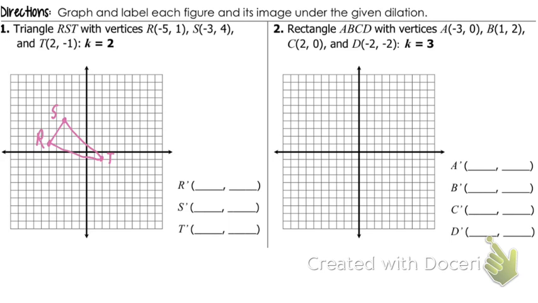Okay, so when it has a scale factor of 2, we're literally just going to take every single coordinate and multiply by 2. So it says k equals 2.